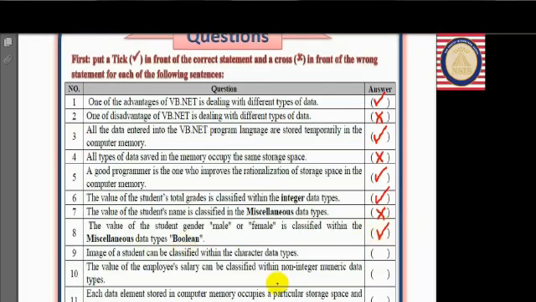That's true when we choose between male or female. Image of student can be classified within the character data type. No, the character means string or char. String refers to a group of letters, or char one letter.